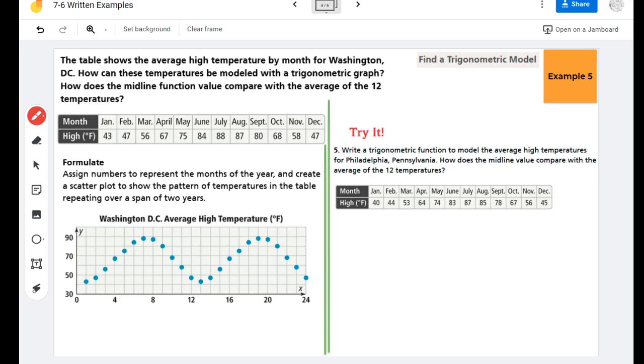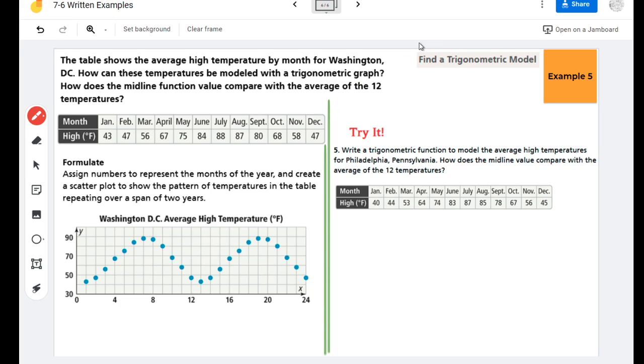In today's video, we're covering example 5 from lesson 7-6 in the SavvasRealize Algebra 2 textbook. The goal of today's video is to find a trigonometric model. Okay, so we're going to take a scatter plot of data and try to write the equation for the graph that we see. This one's going to be a little bit of a bear, guys.